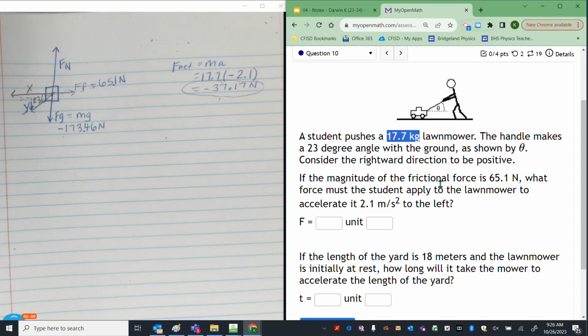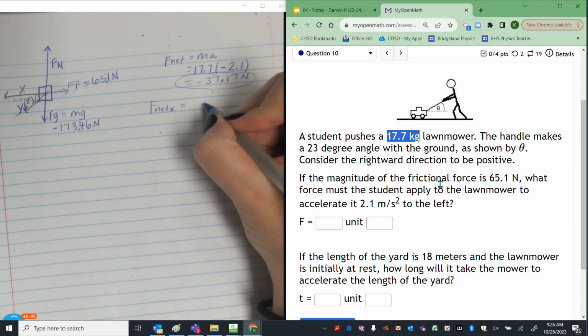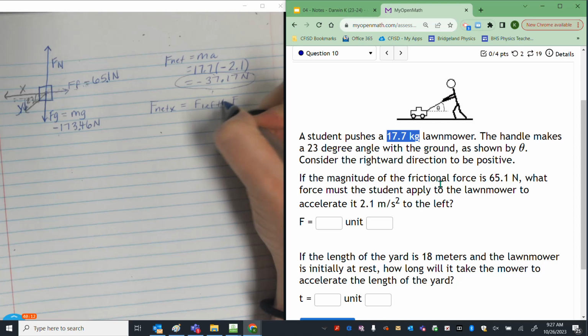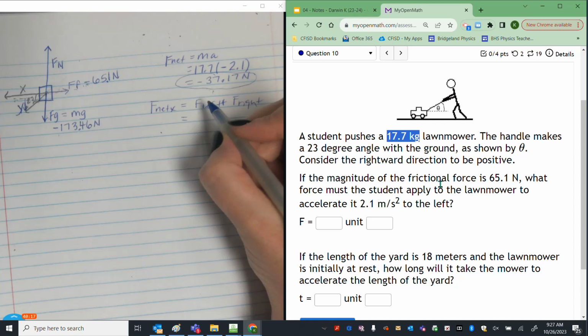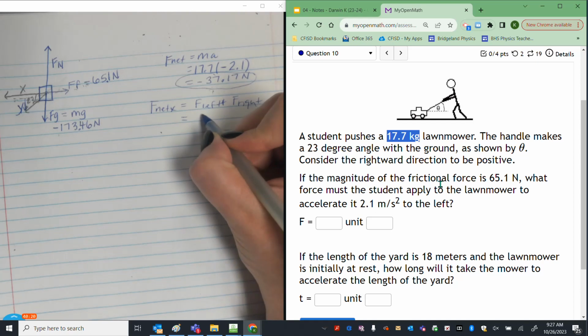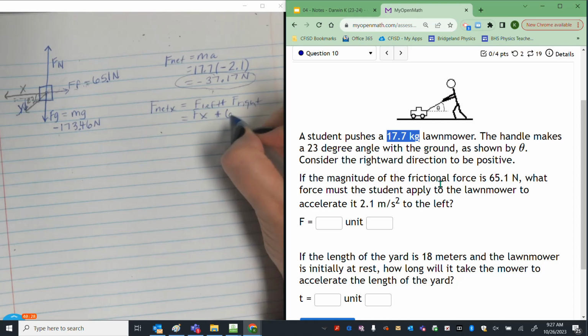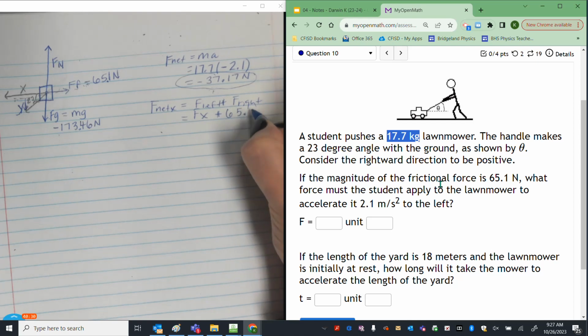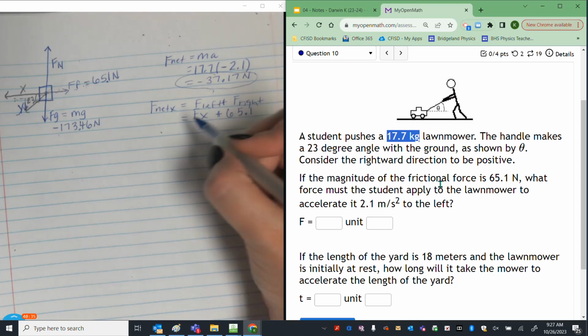And so if I want to solve for that, my net force in the x direction is equal to my forces that are going to the left plus my forces that are going to the right. In this case, the left is going to be my x force, Fx if you want to call it that. The force to the right is going to be my friction because of the way this diagram is. And that's going to be equal to the net force, which is going to be negative 37.17.